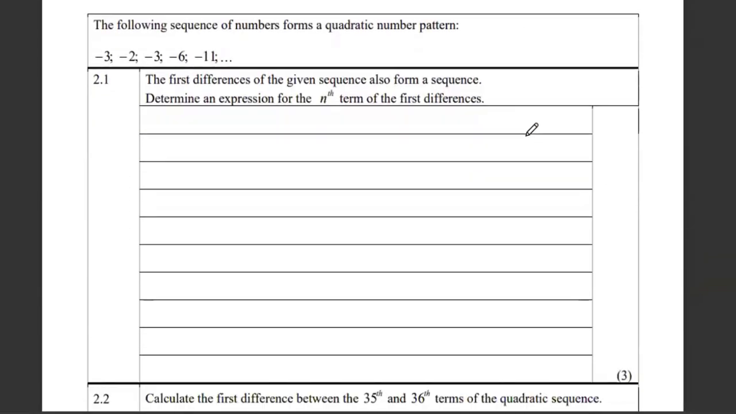All right, question 2, sequence and series. The following sequence of numbers forms a quadratic. The first differences also form a sequence; determine the expression for the nth term. So mind you that the first difference of a quadratic will be arithmetic. So if you have -3, -2, what's happening there? We are basically adding a 1, and then there we are subtracting a 1, and then we are subtracting a 3, meaning that our second difference is basically -2.